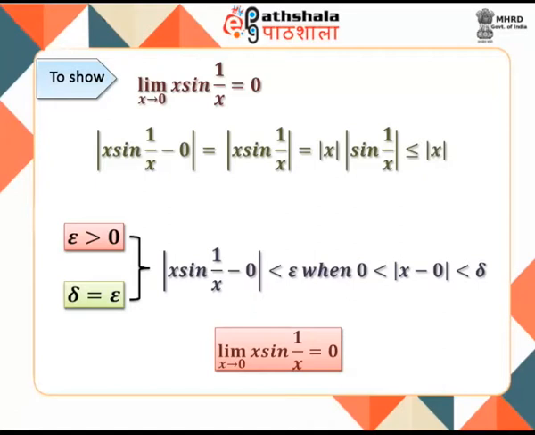Let epsilon greater than 0 be given. Choose delta is equal to epsilon, then modulus x sine 1 by x minus 0 is less than epsilon when 0 is less than modulus x minus 0 is less than delta. Hence, limit x tends to 0 of x sine 1 by x is equal to 0.